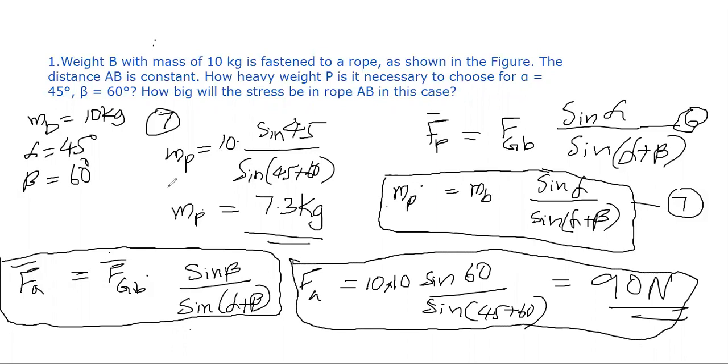So we have found the mass of P as 7.3 kilogram and the force with which the rope is tied to the wall as 90 Newton. So this is the condition for stable B. Okay, we have done our problem. Thank you.